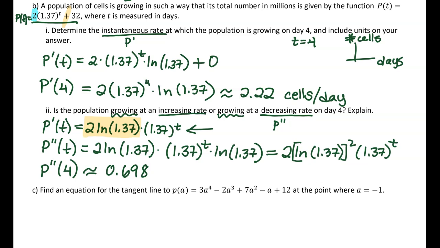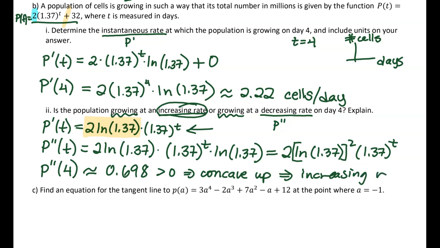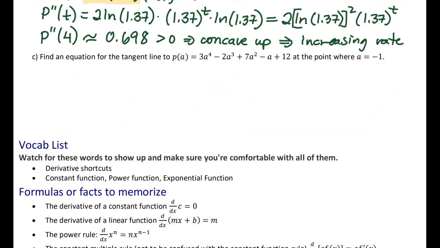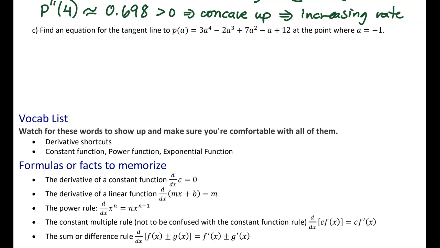So if your second derivative is positive, that means that the graph is concave up, and concave up means it's growing at an increasing rate. The slopes are getting bigger, so this is an increasing rate. So again, remember, if you get any questions about concavity or whether slopes are getting bigger or smaller, that is a second derivative question. Okay, one more, and then if you're printing these out, there's a vocab list for you at the bottom and a list of these shortcuts that we just went through.